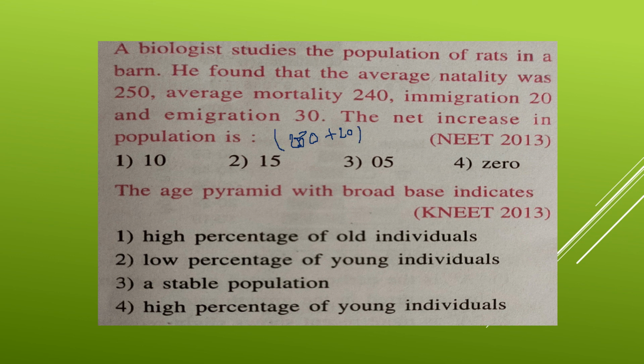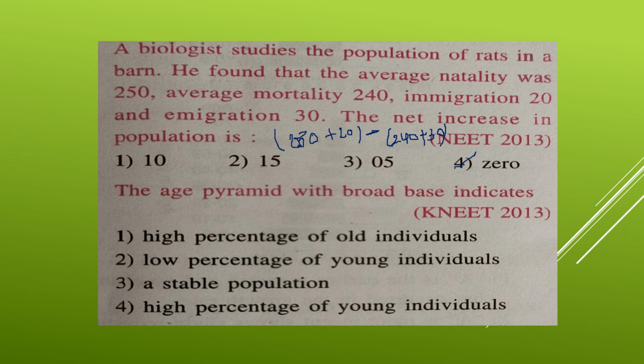So the death rate, here you can see, the mortality rate is 240 plus 30 emigration, so it will be 270. So on the other hand, 270 minus 270 is 0. Okay, this is the population attribute: B plus I minus D plus E.